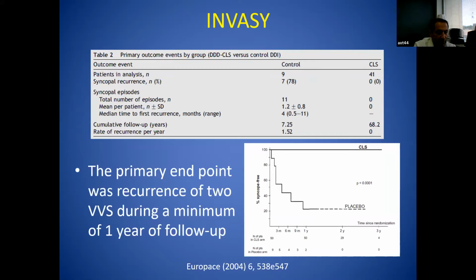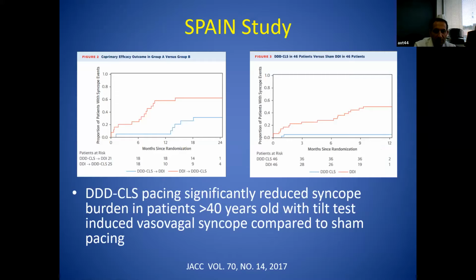So this was published in Europace in 2004. Then there was the Spain study that was published in 2017. They also retested the CLS algorithm. This time everybody got a pacemaker. DDI is a non-tracking mode. You're basically turning off the pacemaker with DDI, and DDD-CLS was the algorithm.